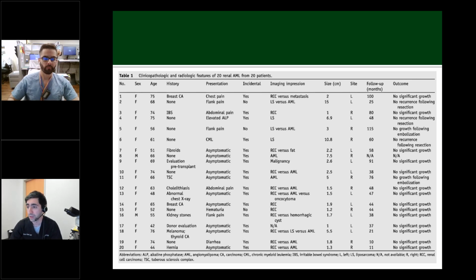And if you look at the imaging impressions, you can see that only two of the cases were impressed as angiomyolipoma, and one of them, I think number 11, had the history of tuberous sclerosis.